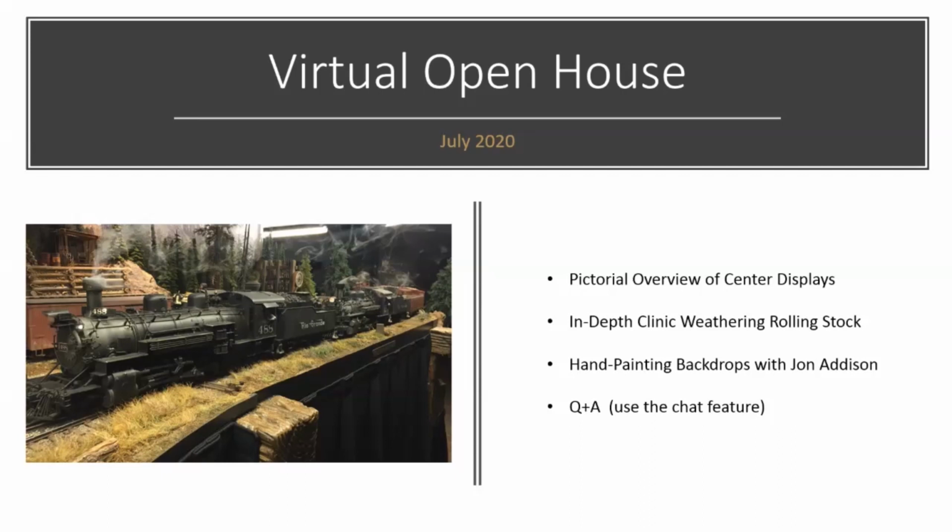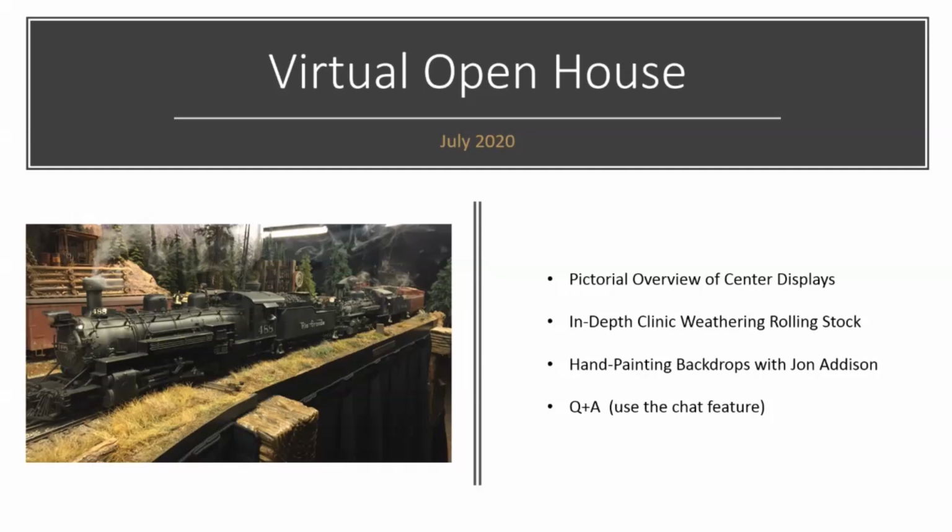And then we all know that having backdrops makes a huge difference in your displays and how good they look. And so there are two different ways to do backdrops, probably more than two ways, but a lot of them today are printed backdrops on various types of backgrounds, some self-adhesive vinyl or plastic materials. We have some of those up at the center, but also a lot of people hand paint their backdrops.